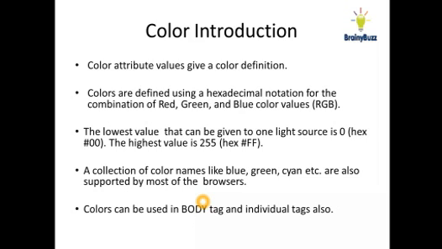Colors are defined using a hexadecimal notation, for the combination of red, green and blue color values, that is RGB. So you have three base colors: red, green and blue. If you mix all three colors, you will get white, but if you do not mix any color, you will get black. If you put some red or green and a blue, you will get a different color. So it depends on you. Or if you do not put green and blue, only the red, then you will get the red color. Another type of value that you can enter is the hexadecimal value.